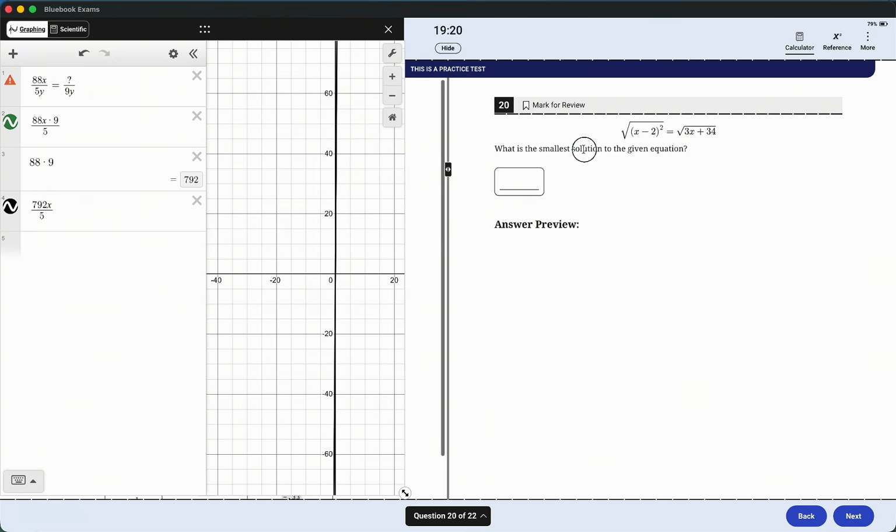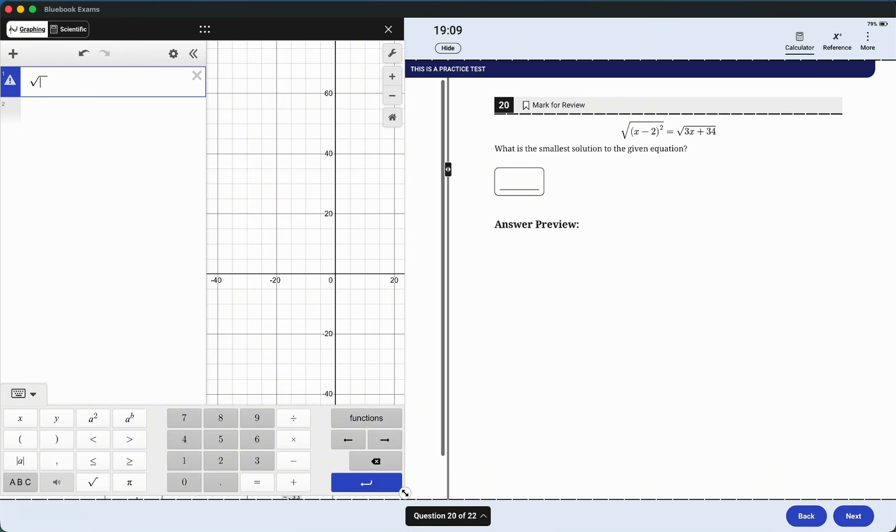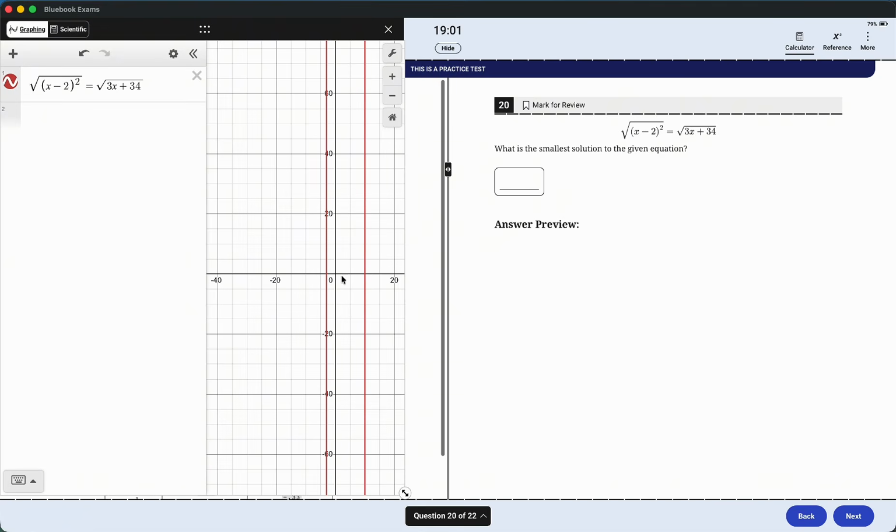Next one here, keyword solution. These are also freebies, right? I mean, we saw that with systems, you're finding a solution. Any equation you need to find a solution for, just enter it in Desmos, just like you see it. You see square root x minus 2 squared equals square root 3x plus 34. You see these two lines are going to be our solutions.